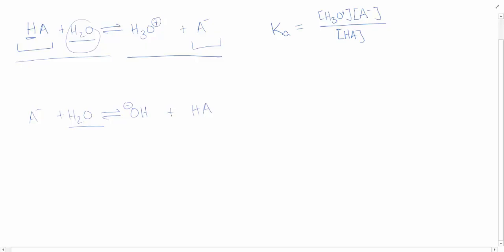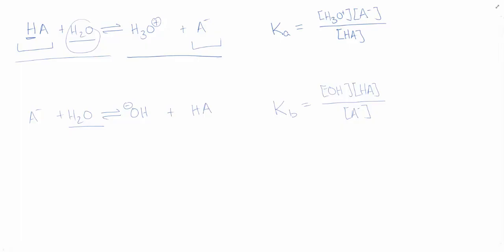So this is a base, and here we have an equilibrium constant, and because it's a base, we call it a Kb. So this is the base dissociation constant, and that again is equal to the products, OH minus times the concentration of HA, over the reactants, but ignoring water. So the reactant is A minus, and that is Kb.